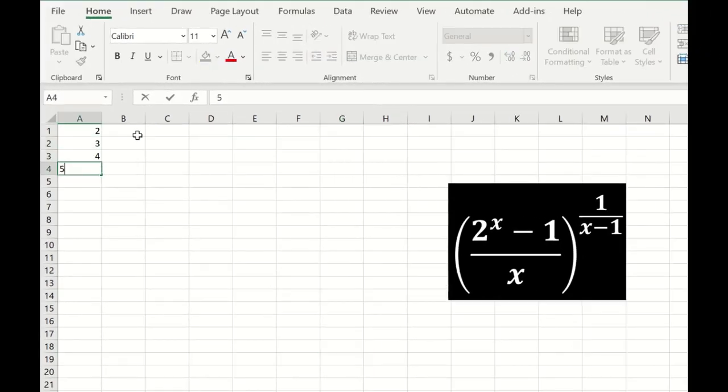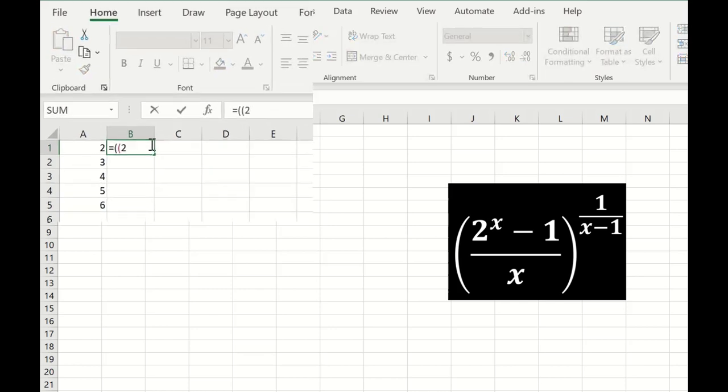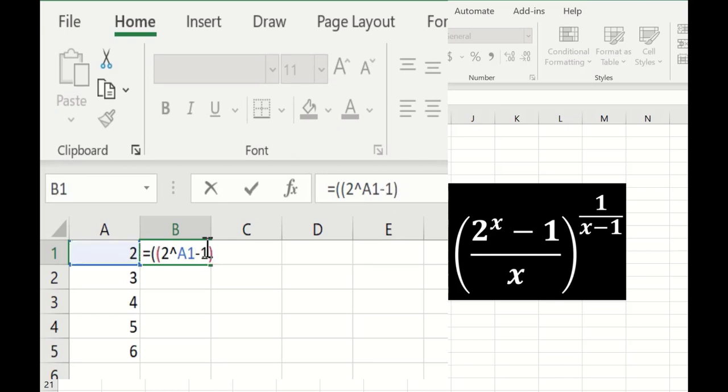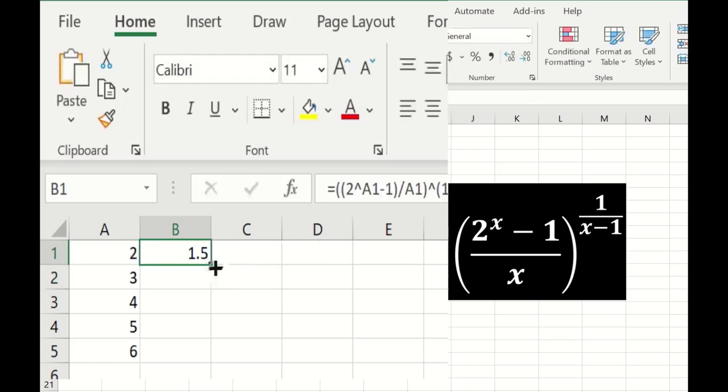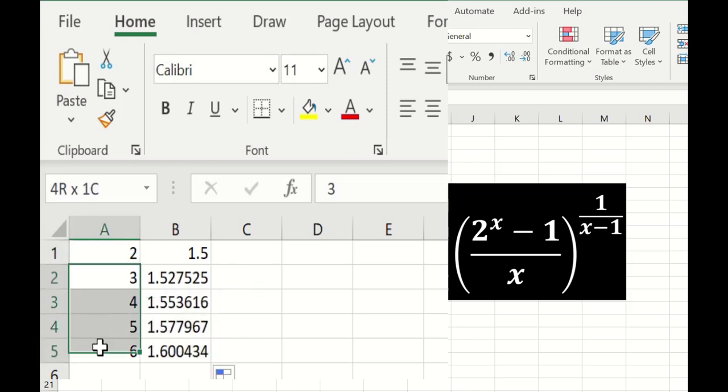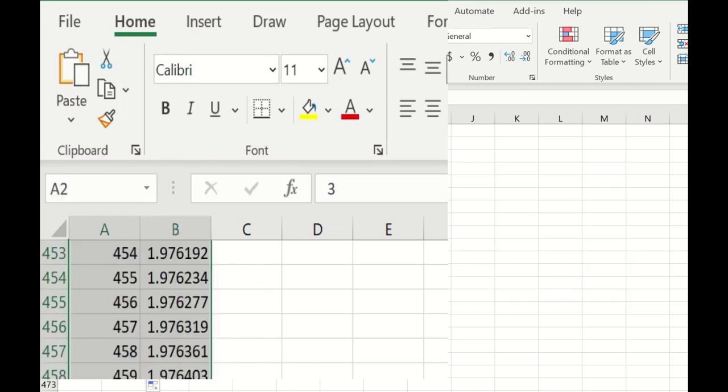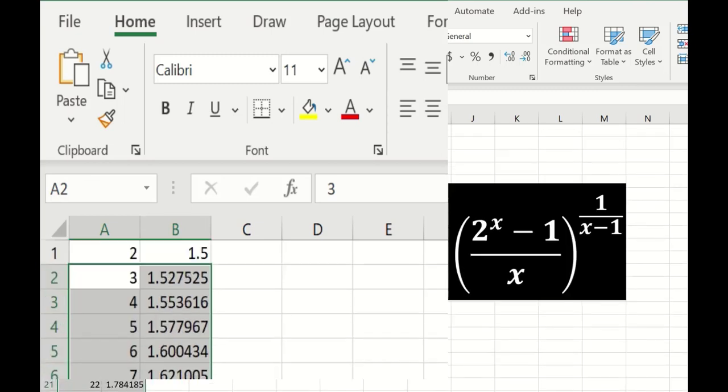As usual, before we go and get the actual values of m and n, let us have a sense of what the possible values of m and n could be. As shown, we use Excel to check the value of this expression, (2^x - 1)/x to the power of 1/(x-1), for various values of x. As you can see, if x equals 2, the answer equals 1.5. Now we check some integer values of x from 2 until 400 plus. Other than x equals 0 and x equals 1, you should also check negative values of x. So let's try this.